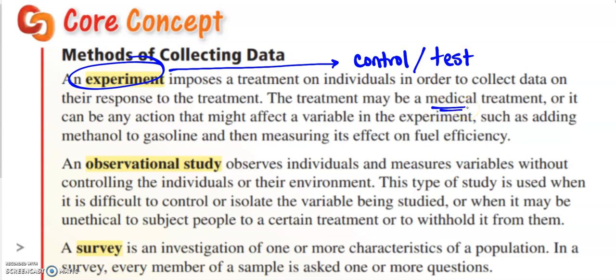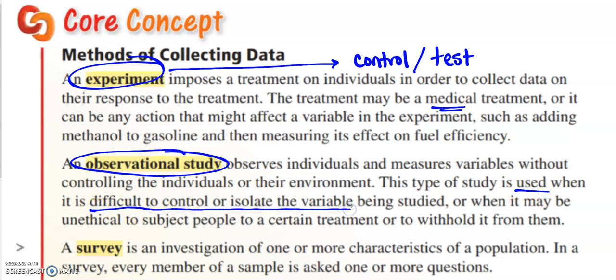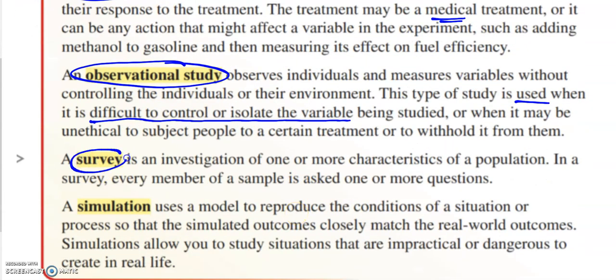You give one group the placebo, you give one group the real drug, you see how significant the difference is. An observational study is when somebody goes out and observes behaviors or interactions, and it's typically used when what you're trying to study is difficult to control or isolate. So an observational study is what happens when somebody measures variables and you don't control who's part of the study. The survey is another method of data collection where you usually investigate characteristics of a population, okay?